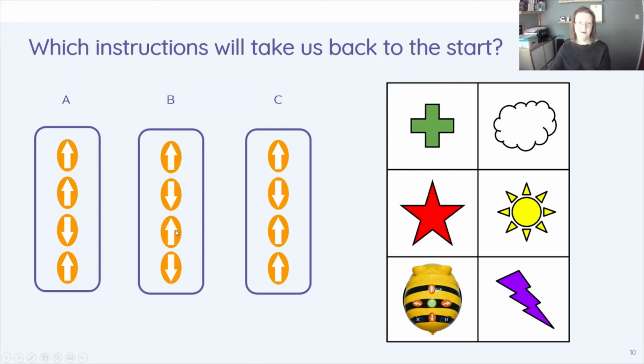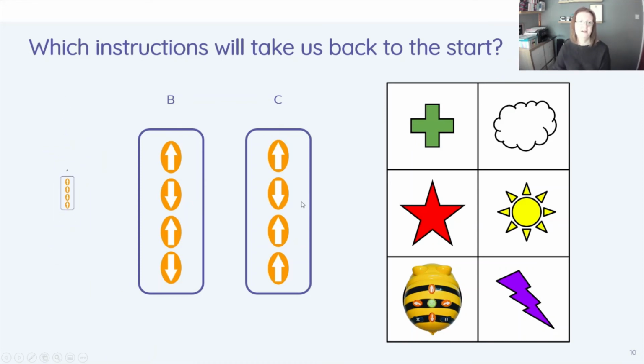Forward, back, forward, back. So we go down here, we go forward, back, forward, back. So that one takes me back to the start. Let's have a look at the last one too. Forward, back, forward, forward, forward, back, forward, forward. I'm going to end up on the green plus. So which one took me back to the start? That's right, B. Okay, because that is the one that took me back to where I started.